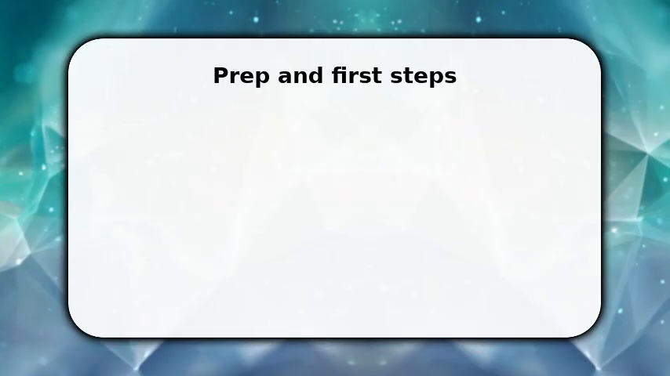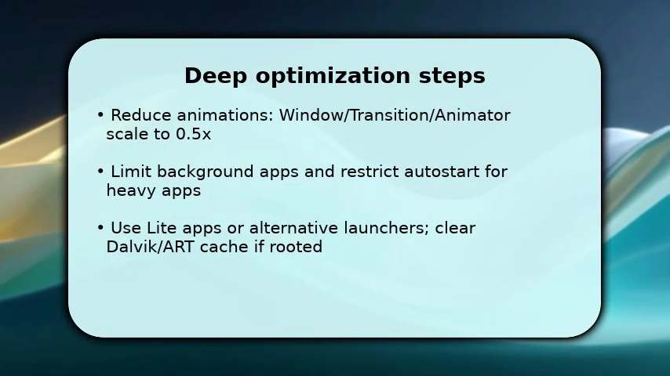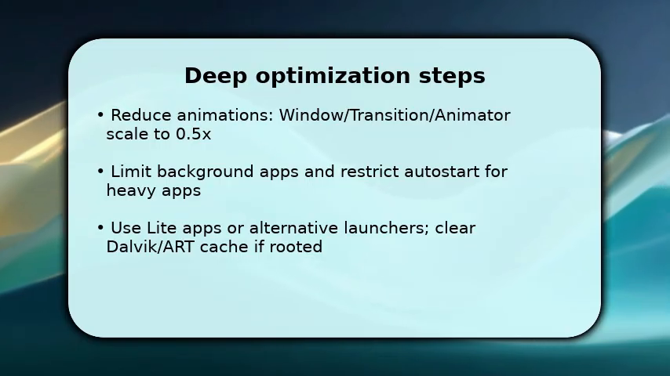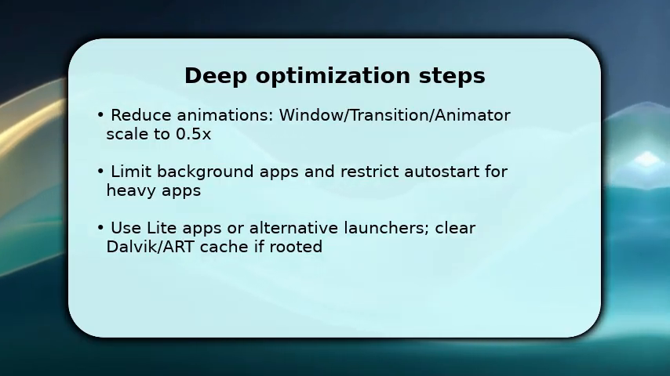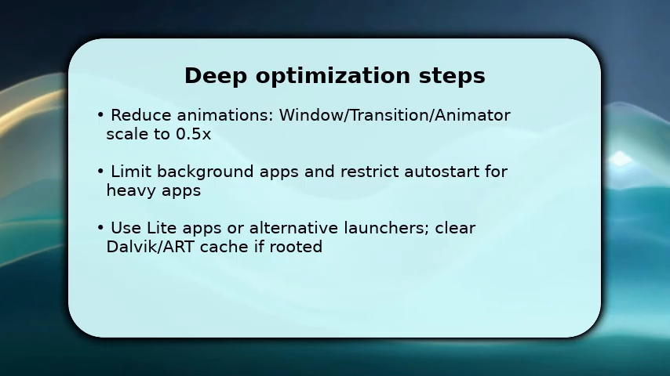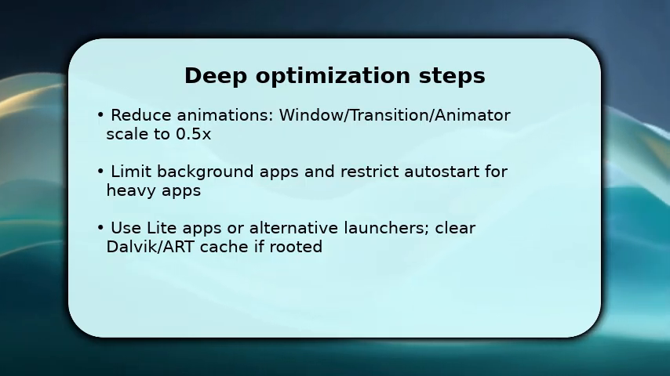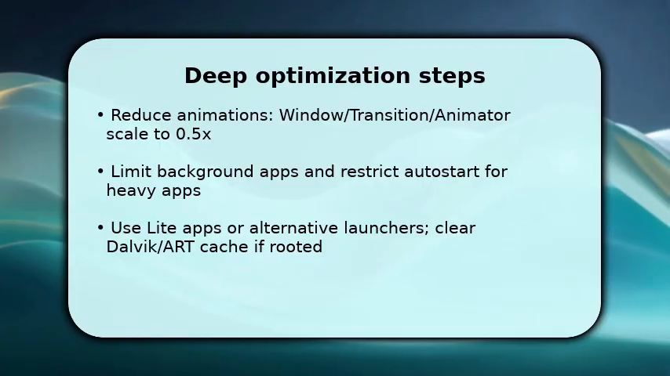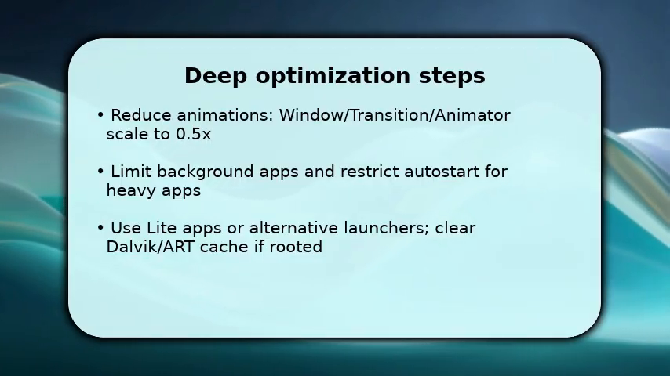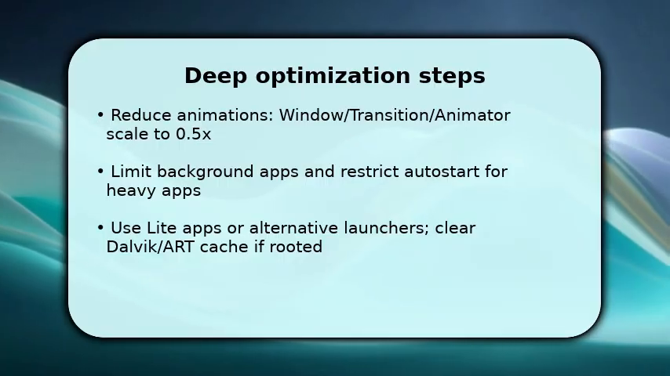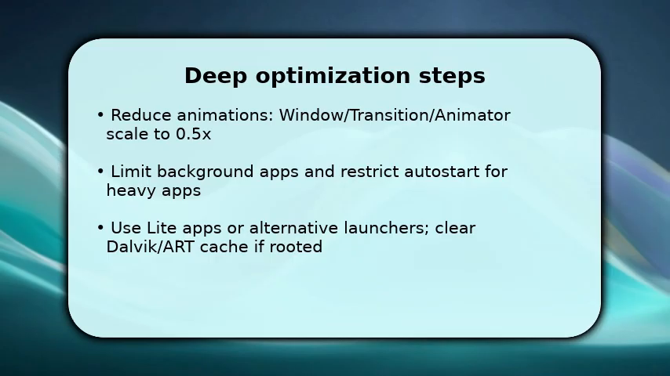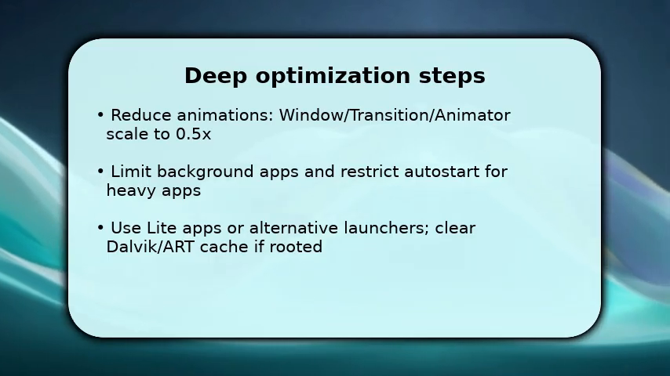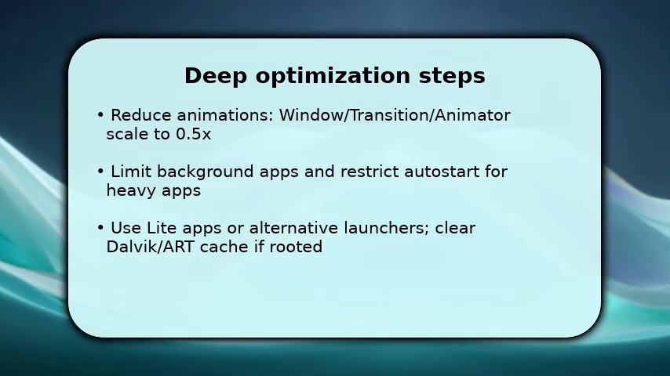Now you'll perform the deeper changes that make a real difference. Go into developer options and set window, transition, and animator scale to 0.5x to speed UI responsiveness. This changes perceived lag. Next, go to apps, restrict background activity and auto start for memory-hungry apps. This prevents RAM churn. If you prefer, install a lightweight launcher and convert big apps to light versions where possible. If rooted, clear Dalvik or ART cache to remove stale bytecode.